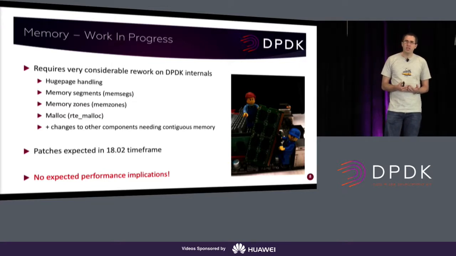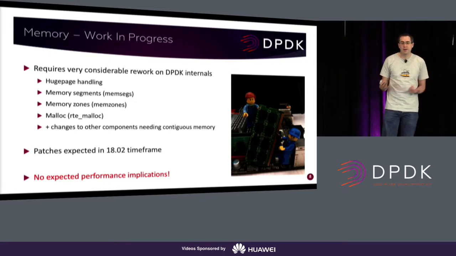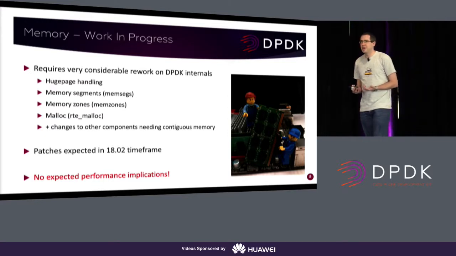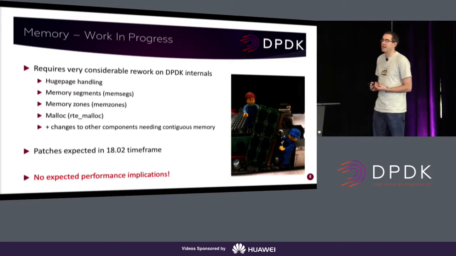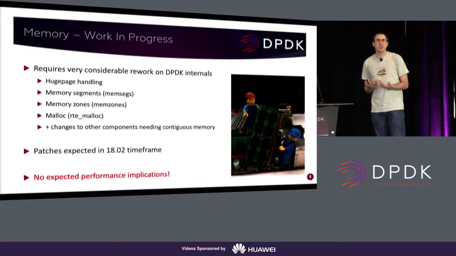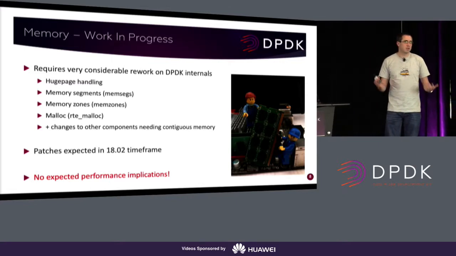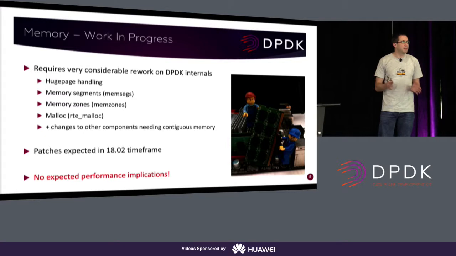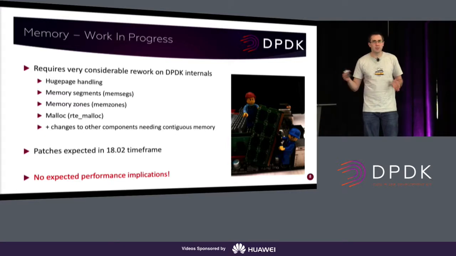So we obviously have to change how we handle our huge pages. That whole section needs massive amounts of rewriting and rework. The memory segments data structure that we have in DPDK needs to be reworked. We're basically looking to change our memory segments from being blocks of contiguous physical memory to just being individual pages, at least in the huge page case.